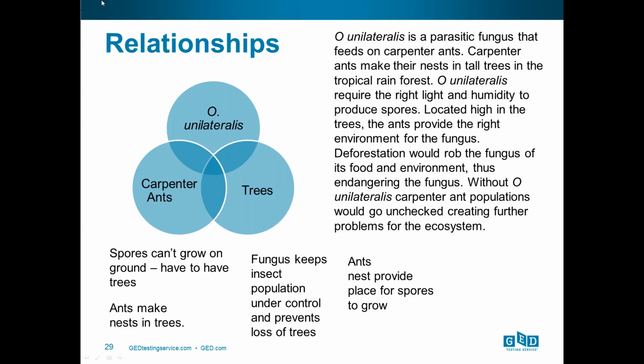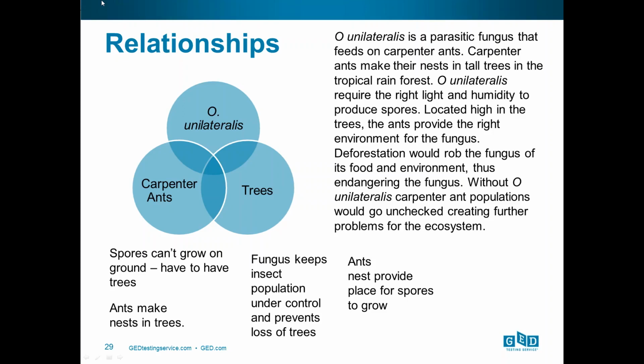The ants provide the right environment for the fungus. So if the ants live in the trees and the trees are gone, well, then the fungus wouldn't have anything for food and its environment. And if that happened, guess what happens to the carpenter ant population? They're just going to go crazy. They'll go unchecked, which then creates other problems as we're going through there.